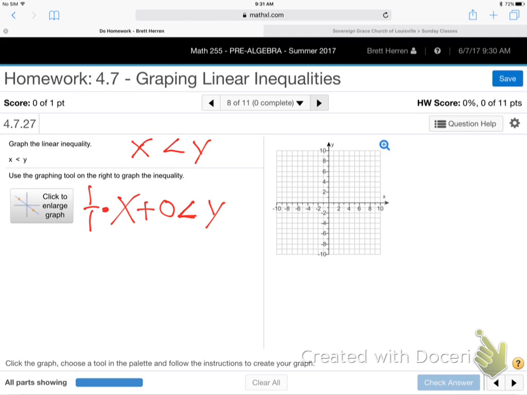Where do we start? 0. Start at 0, which is right on the origin. And then where do we go from there? Up 1 over 1, rise and run. Go up 1 over 1. So there's the other dot.